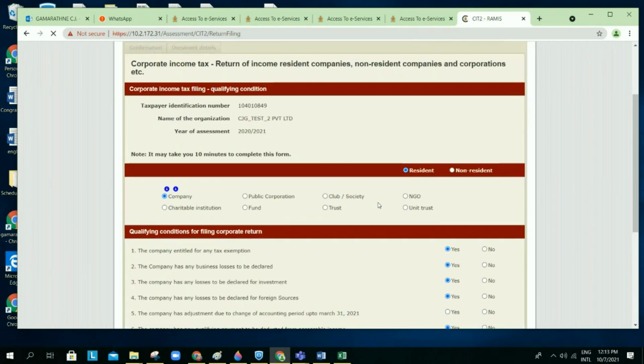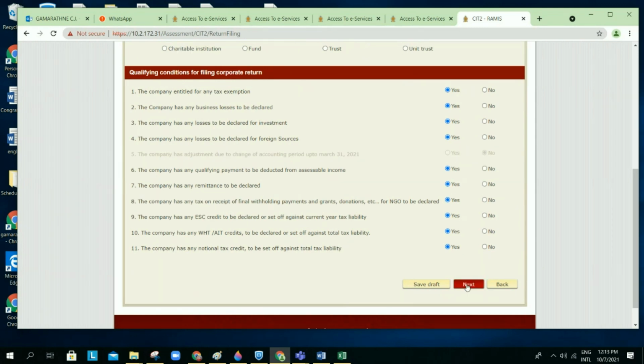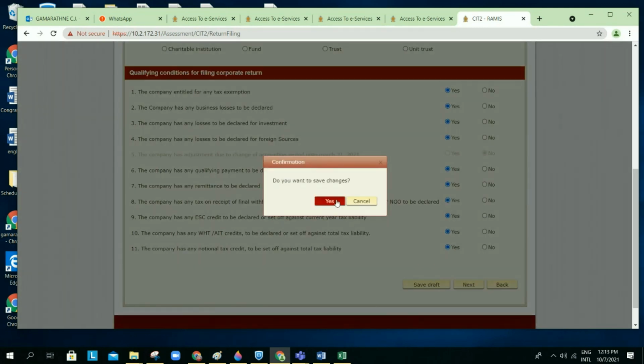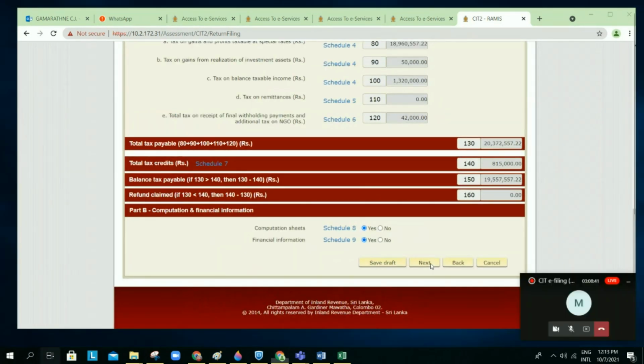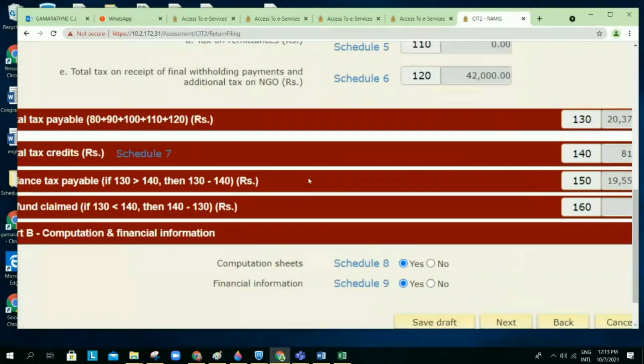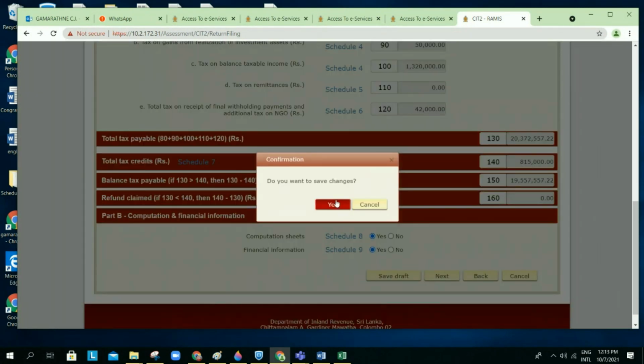Once it is processed, we can see the entire return as prepared, right? What are the schedules he selected? Likewise, by using the next button, the approver can review each and every schedule, or using the hyperlink he can go to the schedules, right? Then every schedule, 1, 2, everything he can review.